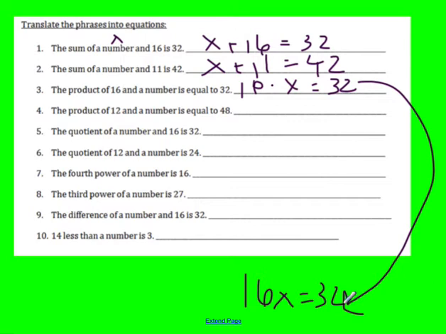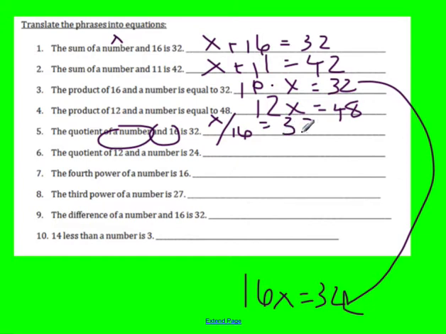Taking a look at number 4, the product of 12 and a number is equal to 48. That's the same thing: 12 times x, which I can just write as 12x, is equal to 48. Number 5, the quotient of a number and 16 is 32. We have to look at the order in which it's written. We take our unknown number and divide it by 16. I'm choosing to use the fraction symbol, but you could use the divided by symbol as well, and that's equal to 32.